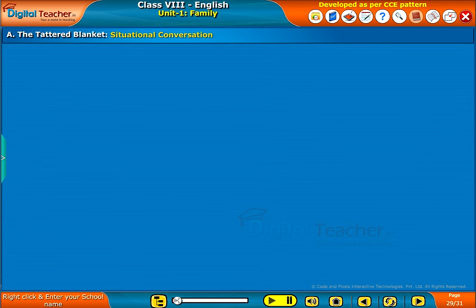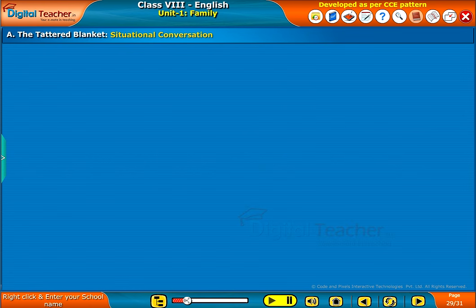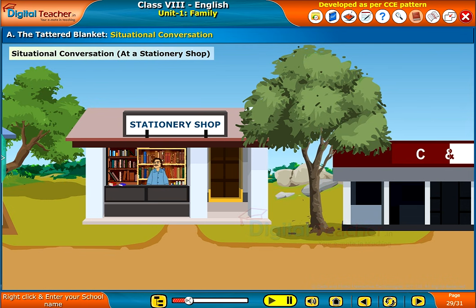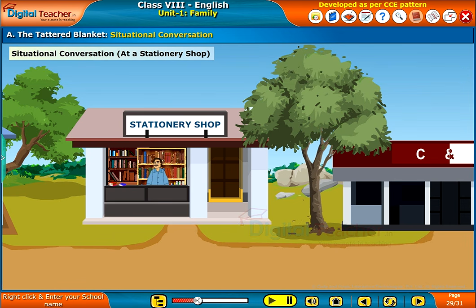Situational conversation. The section Situational Conversation is meant to improve the communication skills of the students. In this section, we will observe how to communicate at a shop, store, mall, etc. At a stationery shop. Gopal went to a stationery shop to purchase a few stationery items. Let us observe the conversation between the shopkeeper and Gopal.